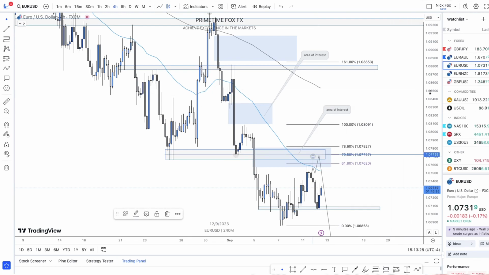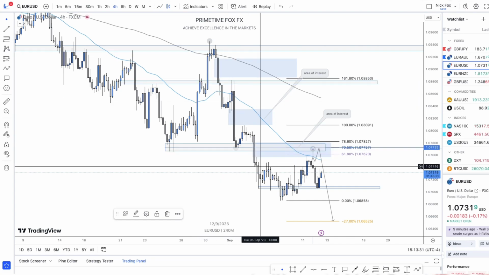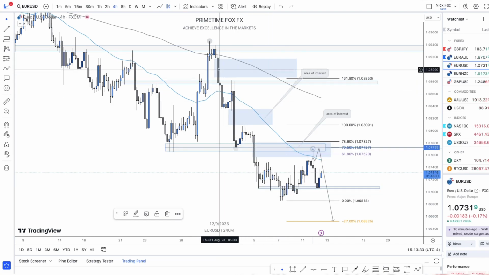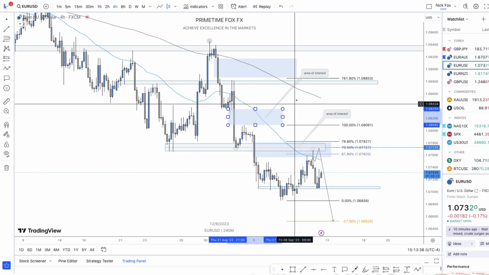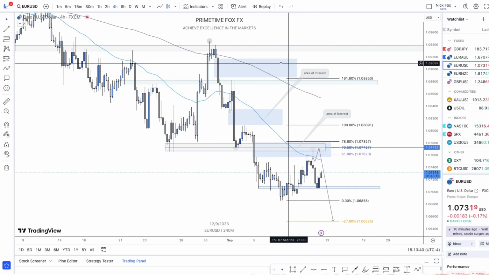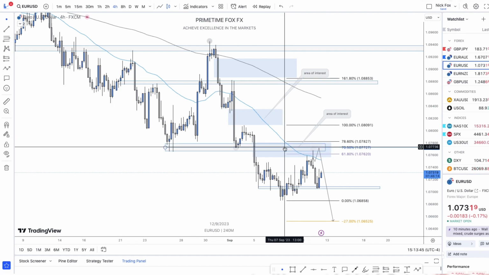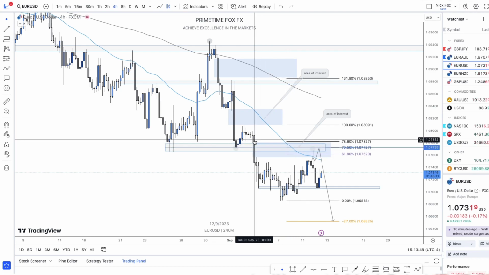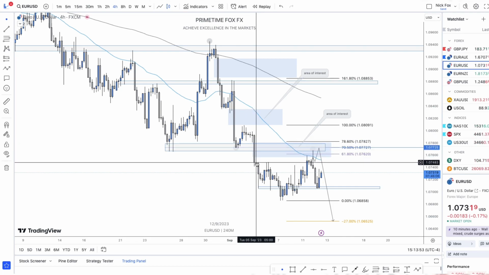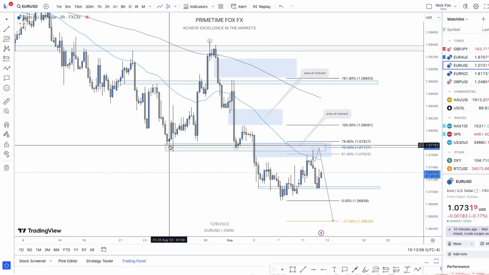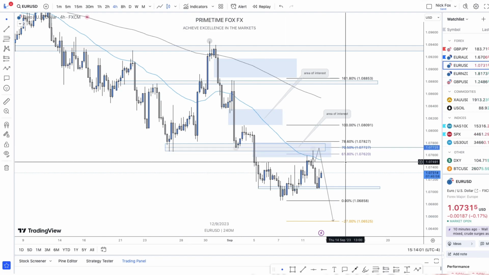Now, with EURAUD, there's been a large push in sellers, leaving behind 1, 2, 3 imbalances. And I actually noted these as my primary areas of interest here. Now, the most recent area of interest was that most recent imbalance created by this large bearish engulfing candle, leaving behind an imbalance layered upon a 4-hour key market zone as well.